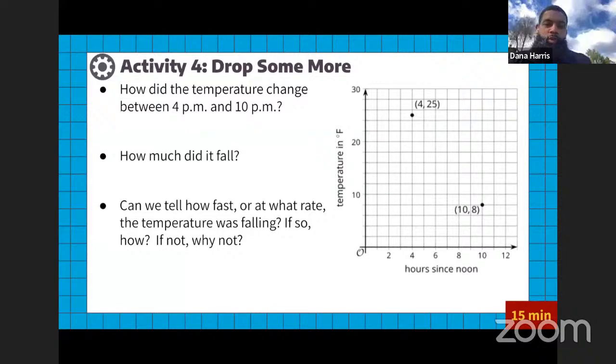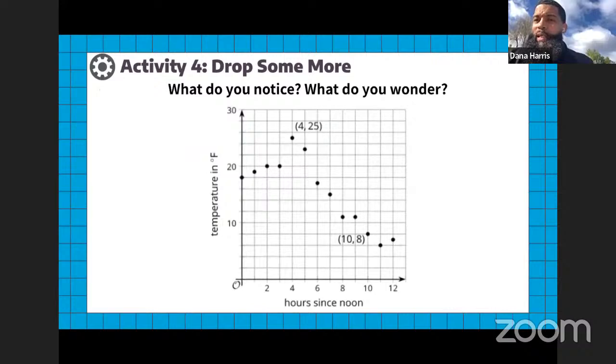So I'm going to stop sharing for a second, and then I'm going to pull up the other slides so that we can begin talking about this. So now activity 4, we're on page 83 now. It says, how did the temperature change between 4 p.m. and 10 p.m.? How much did it fall? We kind of just talked about that. And now it says, can we tell how fast or at what rate the temperature is falling? If not, why or why not?